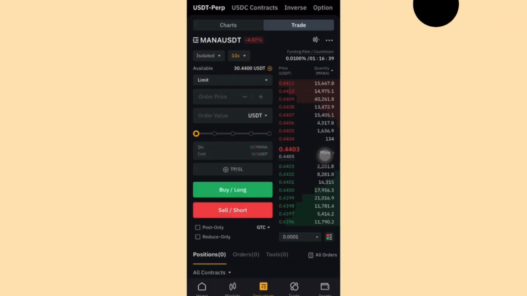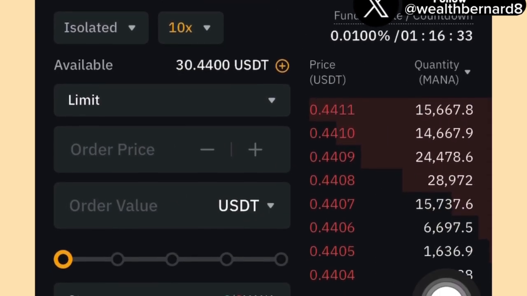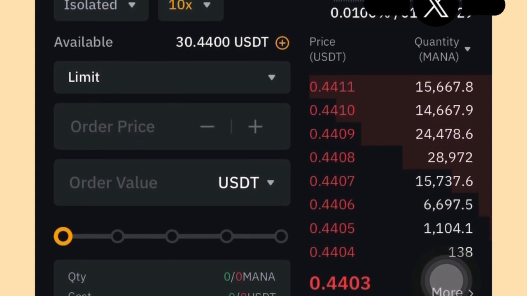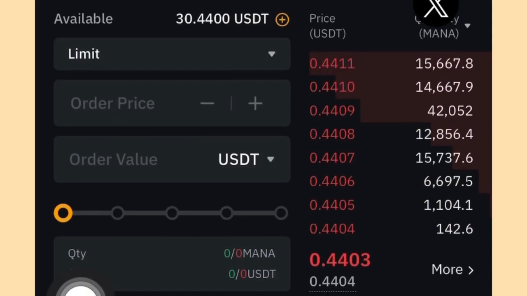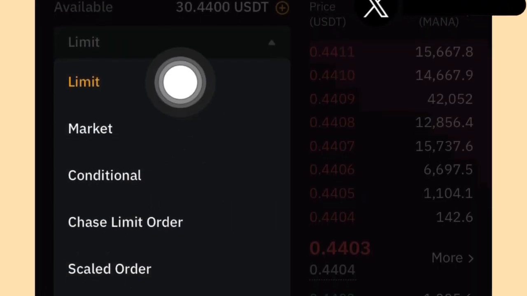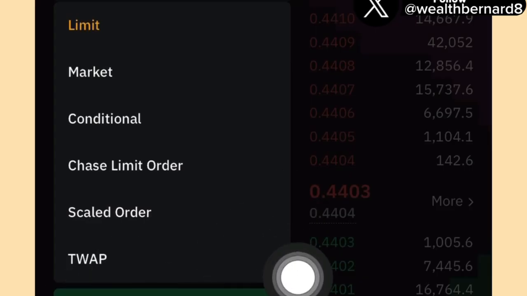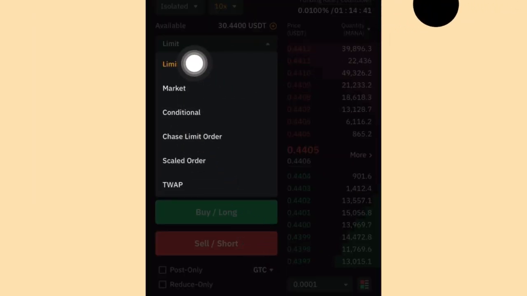If you come down below, you're going to see something called available, and you're going to see we have 30 USDT here as an available balance that we're going to be using to trade our futures. And if you come right here, you're going to see something called limit. If I click on this limit, you see options like limit, market, conditional, chase limit order, scale order, swap. So basically, what we're going to be using right now is the limit and market while trading futures.